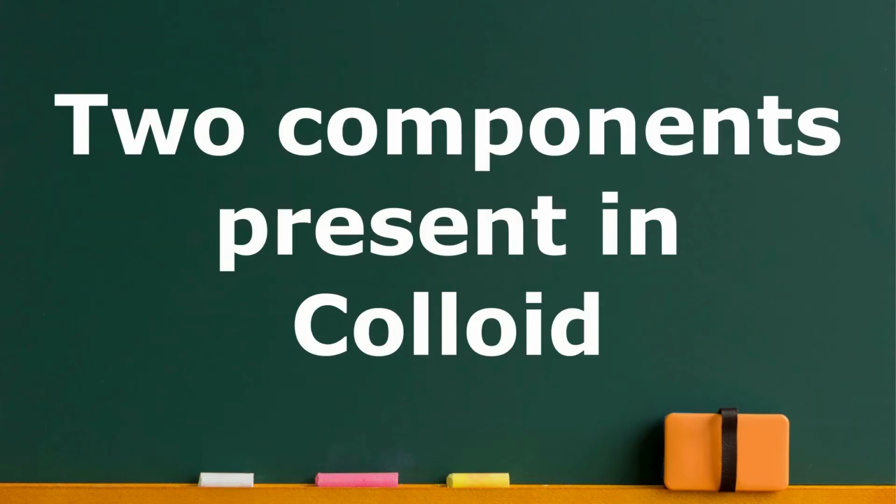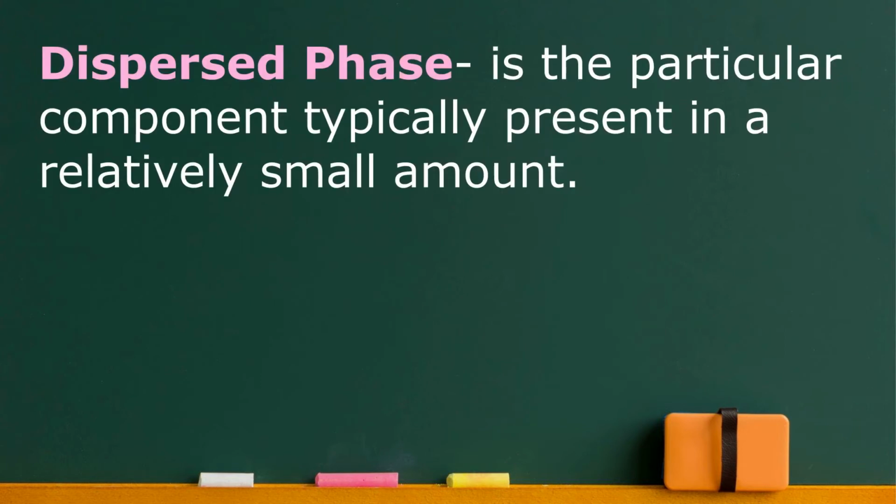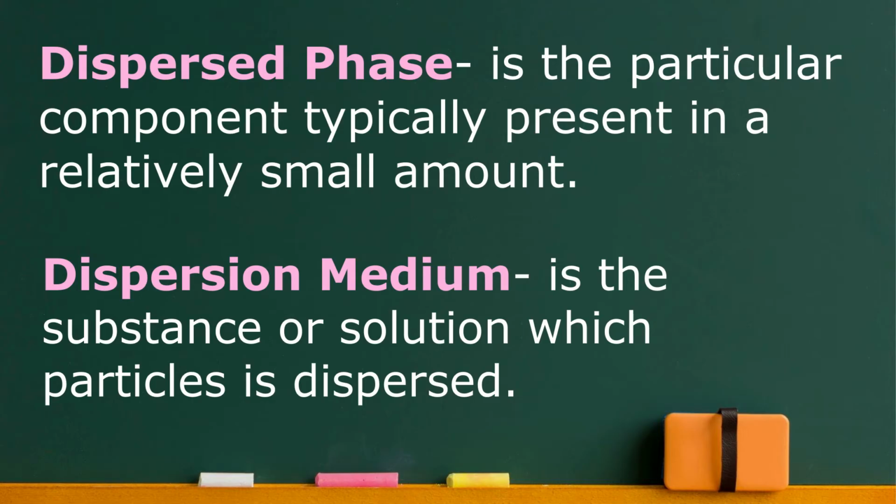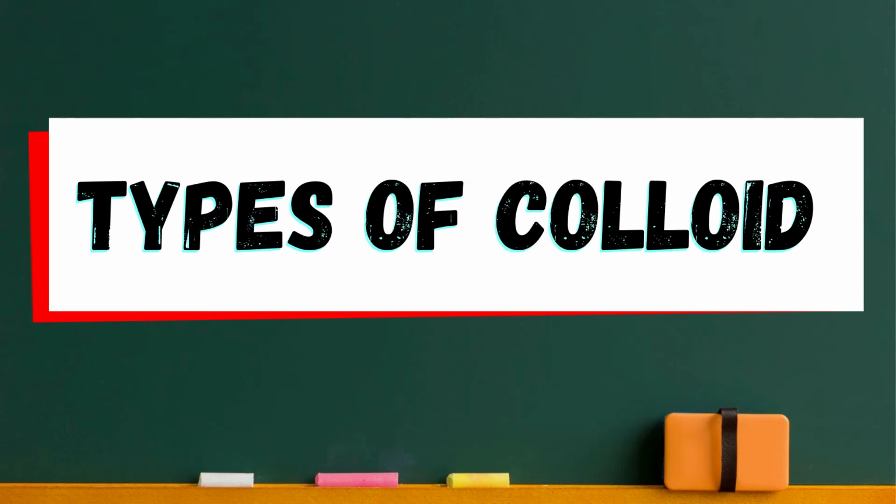Two components present in a colloid. The dispersed phase is the particular component typically present in a relatively small amount. The dispersion medium is the substance or solution in which the particles are dispersed. Types of colloid.